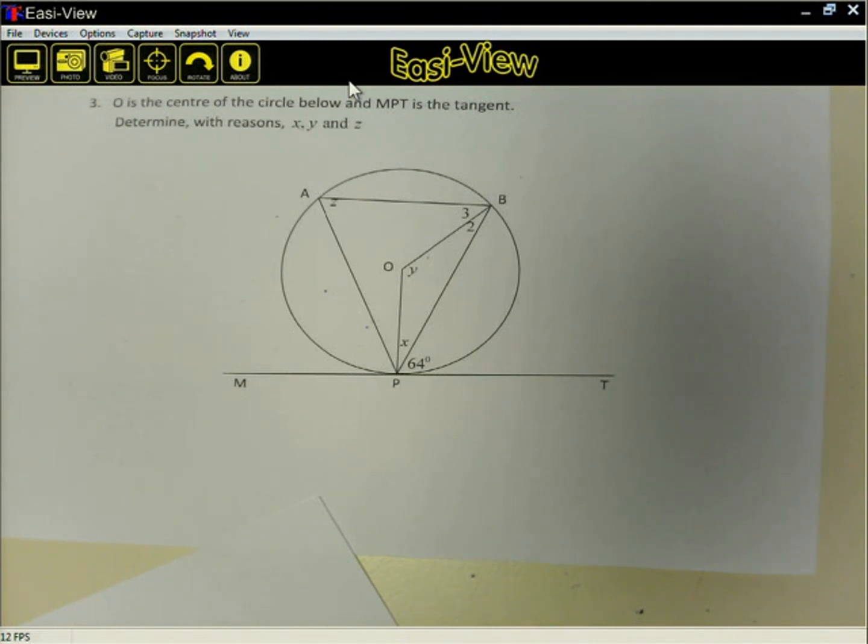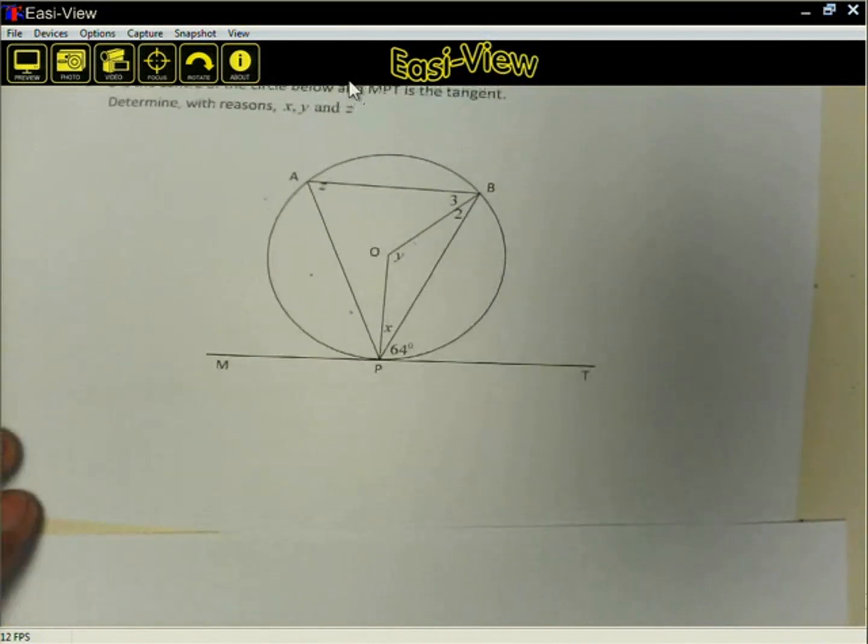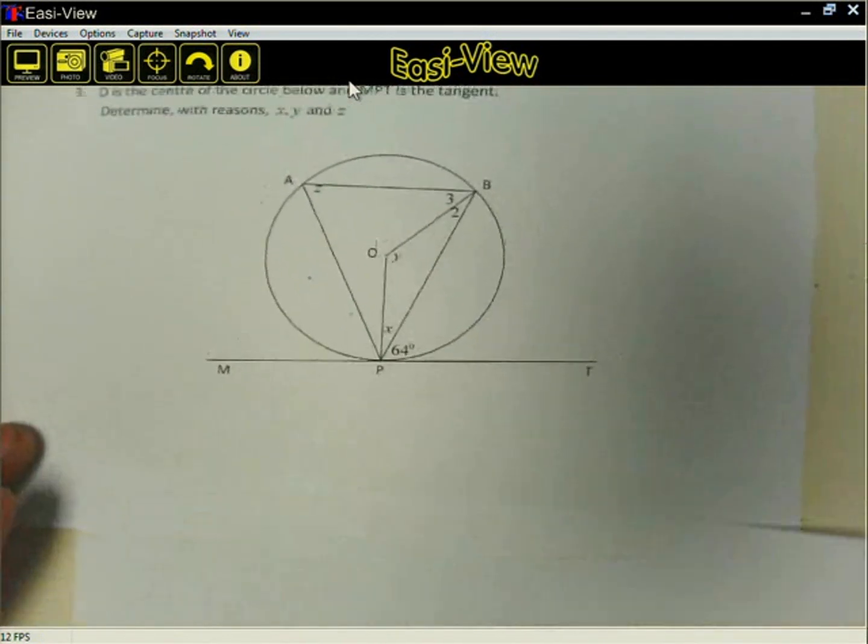O is the center, that is key. MPT is a tangent. So if MPT is a tangent, the question states: determine with reasons x, y, and z. There we go. Determine with reasons x, y, and z.